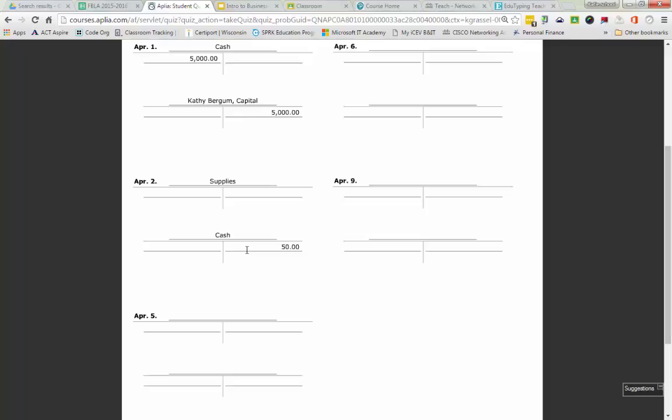So Garrett, what kind of account is supplies? What side of the accounting equation is it on? Left, so what's its normal balance? Correct. So normal balance is the increase side. So Garrett, do we have more supplies or less supplies? So therefore we have to increase supplies, so we're going to debit supplies $50.